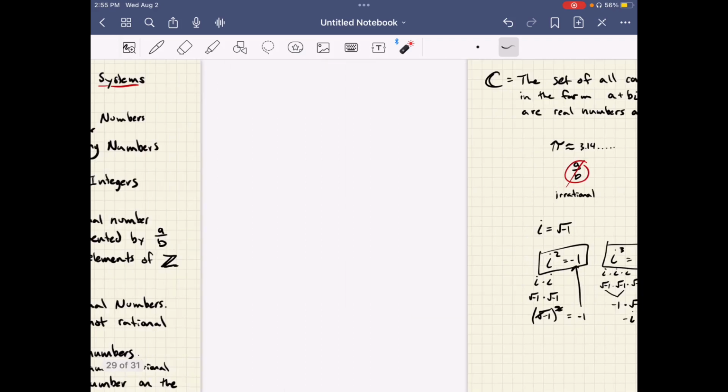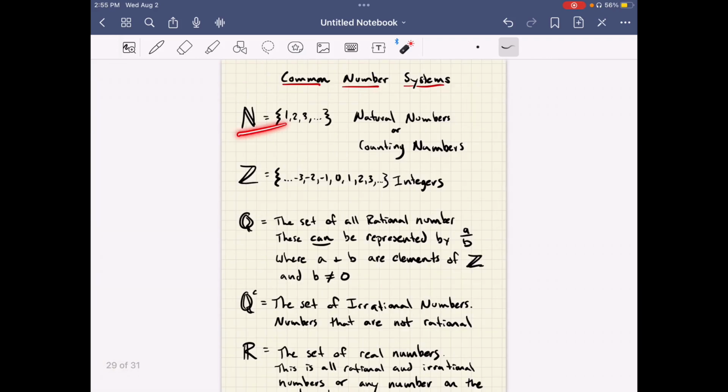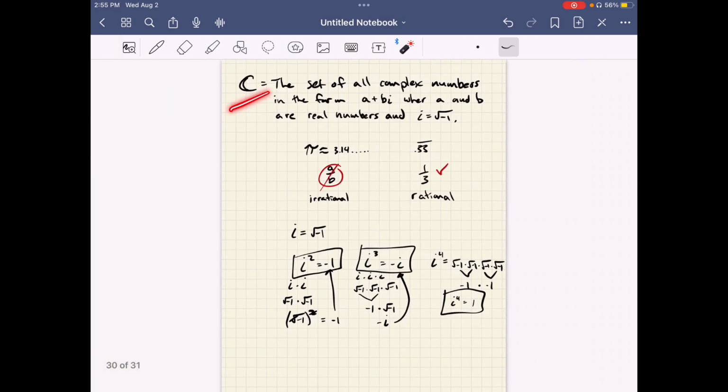Again, these are common number systems. We have the natural number system, the integers, the rational numbers, the irrational numbers, the real numbers, and even the complex numbers. Those were the number systems we'll be using throughout the course of this.